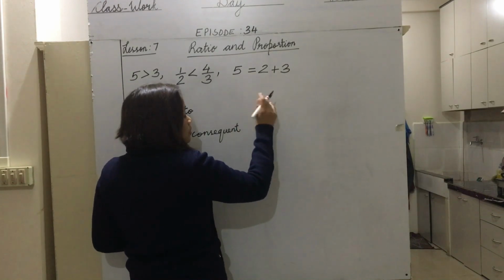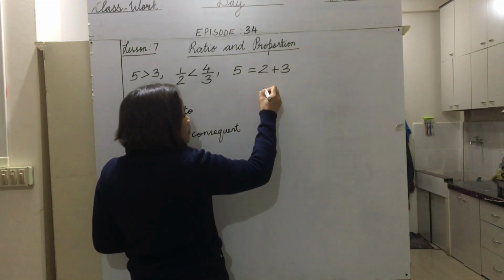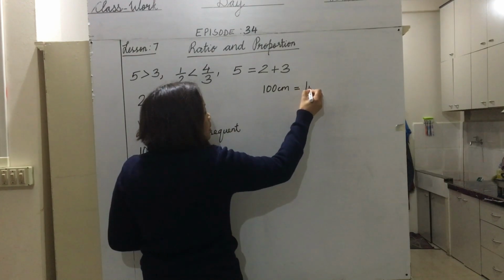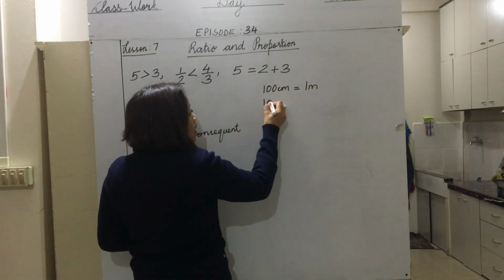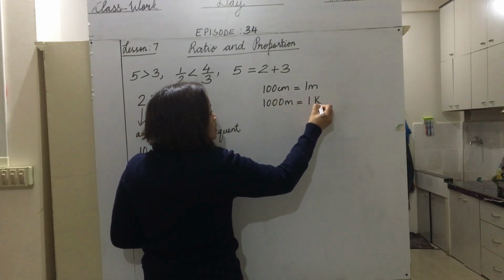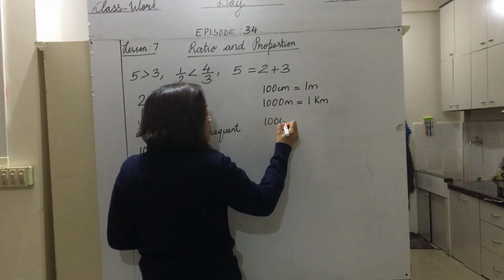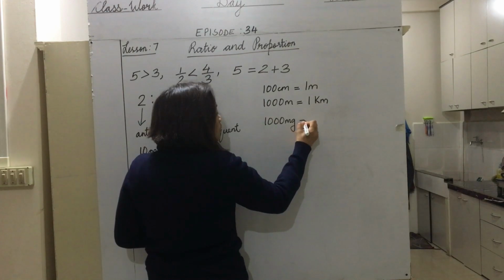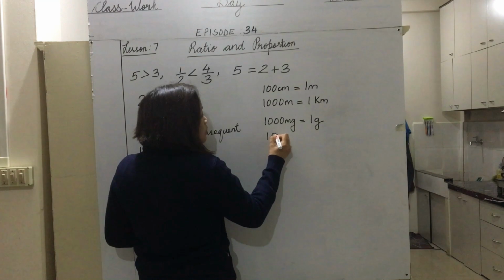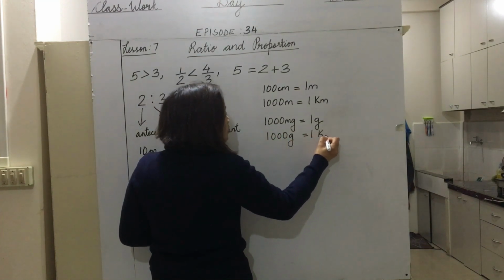The first thing I'll be writing is only the common units that we use. For example, 100 centimeters equals 1 meter, right? Then 1000 meters equals 1 kilometer. Then 1000 milligrams equal to 1 gram, and 1000 grams equal to 1 kilogram.